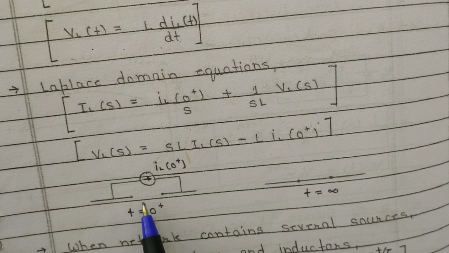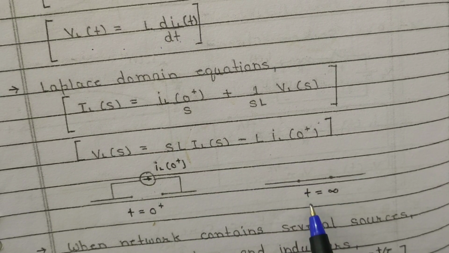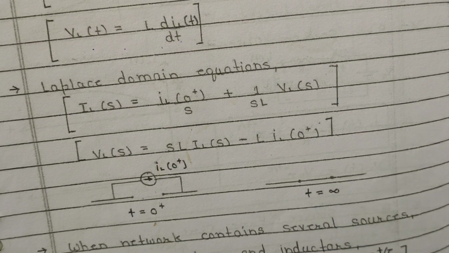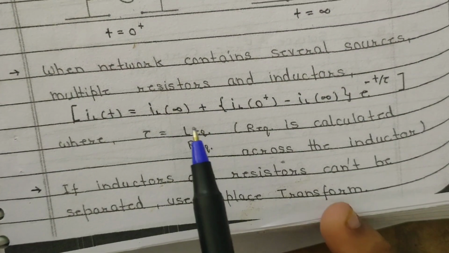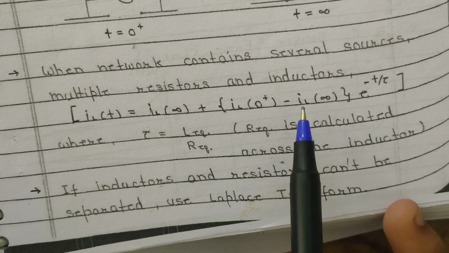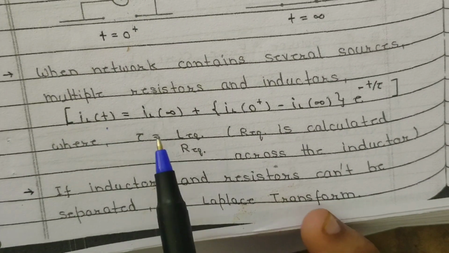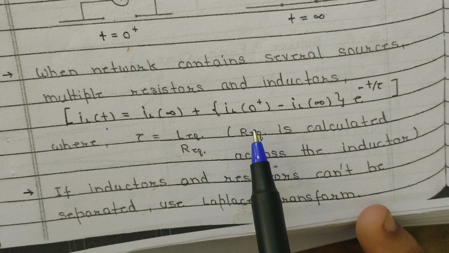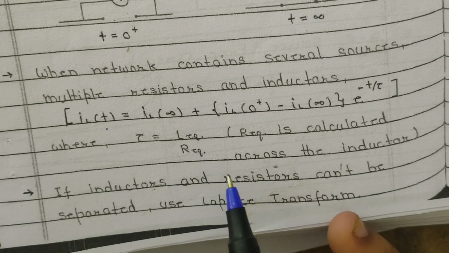An inductor at initial conditions is represented by a current source in parallel, and at final conditions the inductor is represented as a short circuit. When the network contains several sources, multiple resistors and inductors, the IL of t equation becomes IL of infinity plus IL of 0 minus IL of infinity into e power minus t by tau, where tau is equal to L by R equivalent.